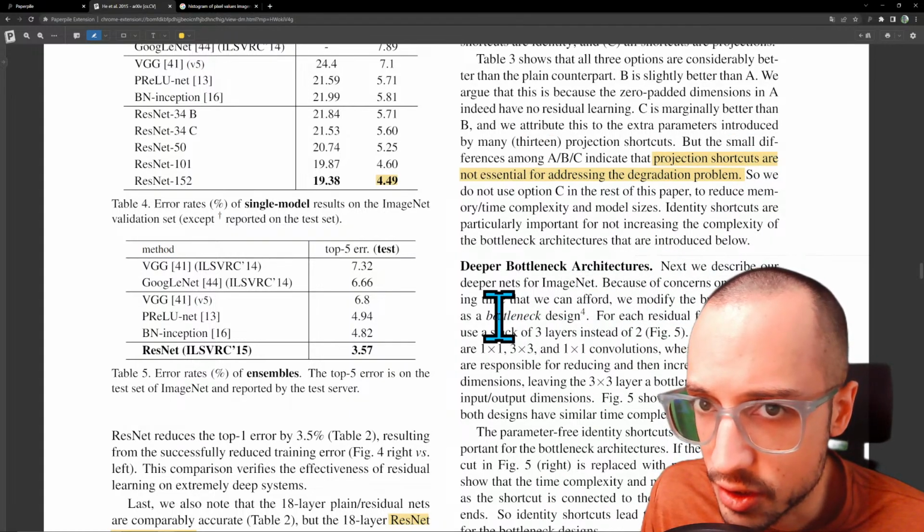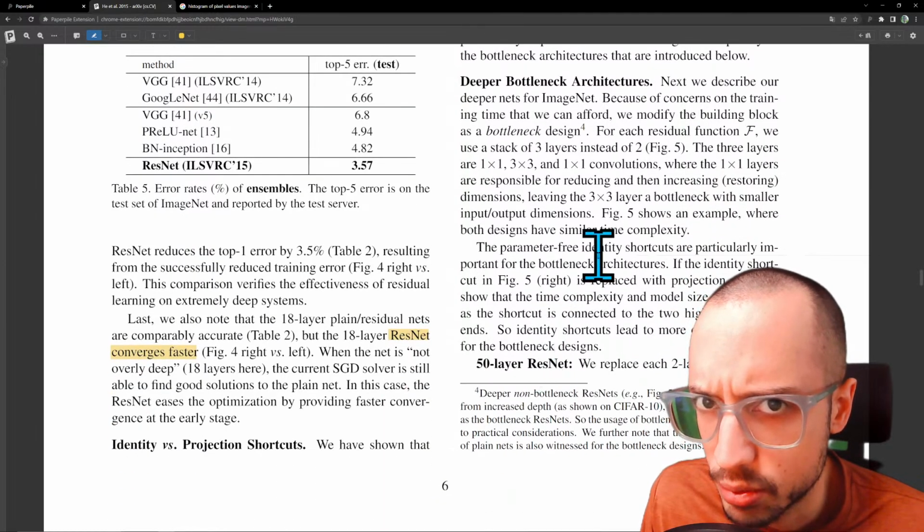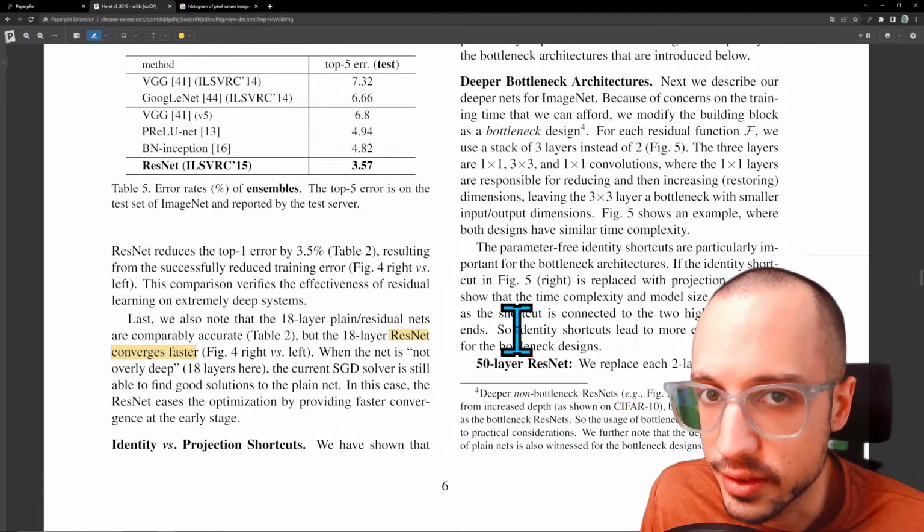Because of concerns on the training time that we can afford, we modify the building block as a bottleneck design. For each residual function, we use a stack of 3 layers instead of 2. Parameter-free identity shortcuts are particularly important for the bottleneck architectures. One can show the time complexity and model size are doubled.